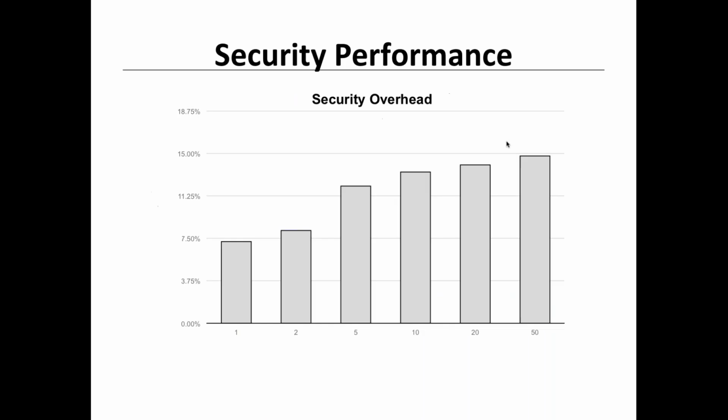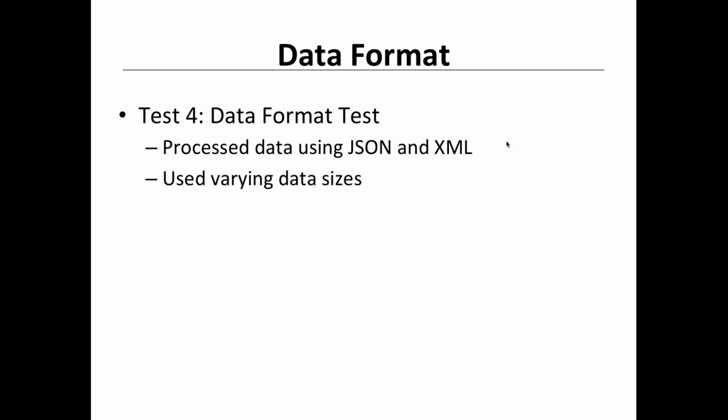From this graph, we were able to derive this result. This shows the percent of security overhead. This is the additional time that is caused by the security module. So obviously, this increases as payload size increases. Why? Because as we have a larger payload size, the encryption takes longer because we have larger data to encrypt, or the decryption takes longer because we have larger data to decrypt. So the overhead increases as file size increases.